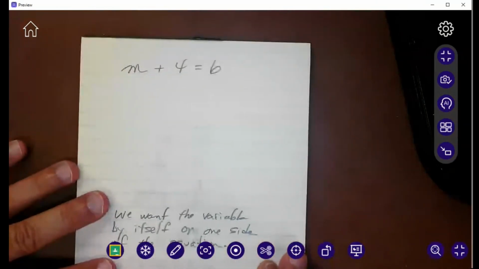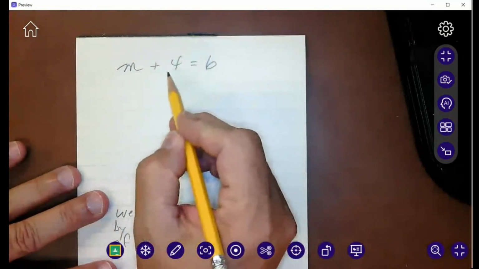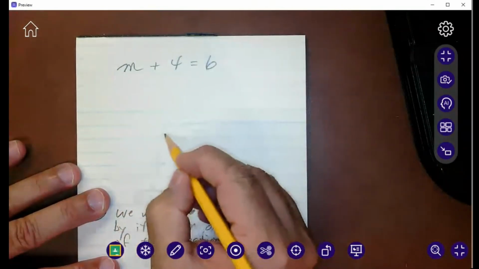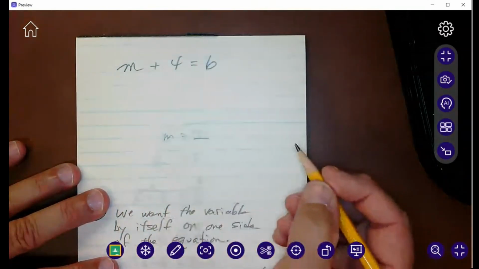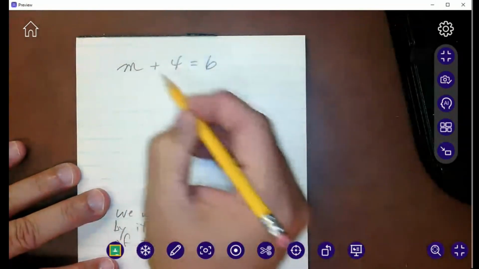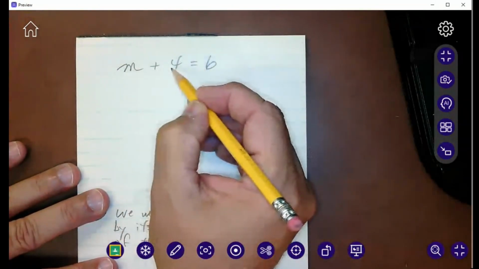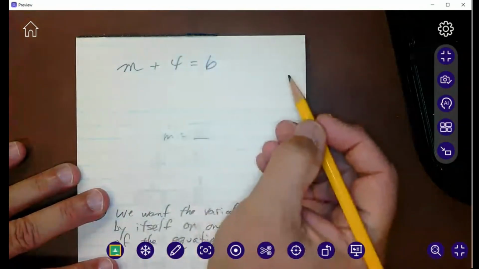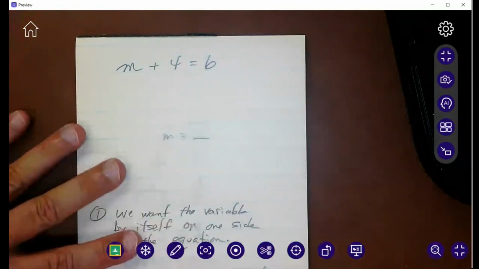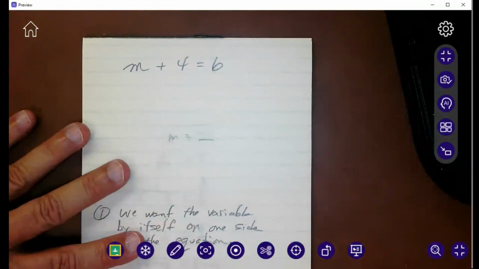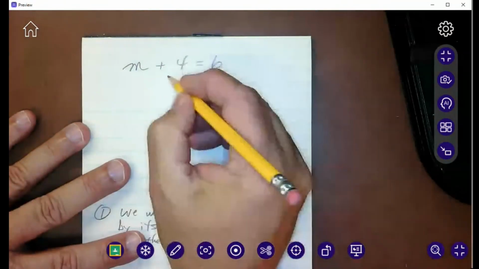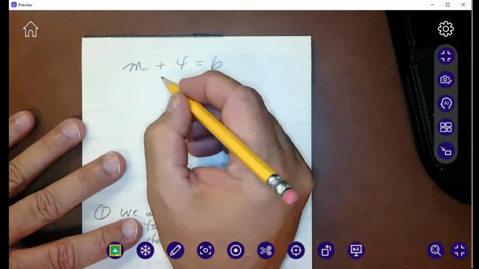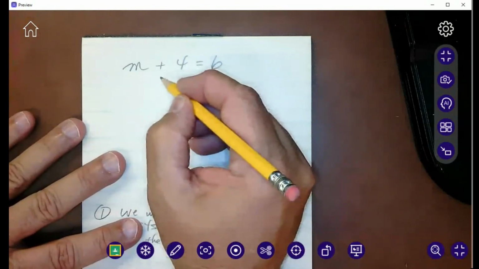So back up here to this problem, I'm adding 4 to the m. I want m down here at the end to be by itself. So this 4 has to go away, because that's the only way to get m by itself, is to get the 4 away from there. Okay. Now, when you were in school, you may have learned to write, and you'll see it sometimes in other videos and so forth, where they do the subtraction underneath.